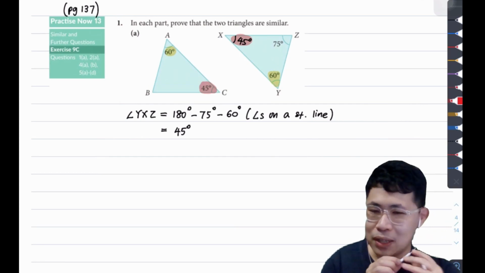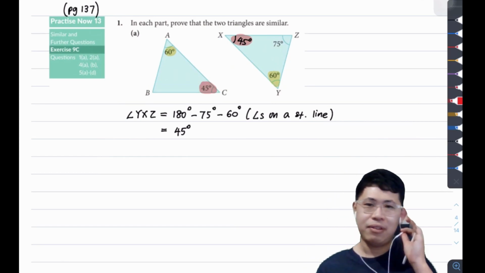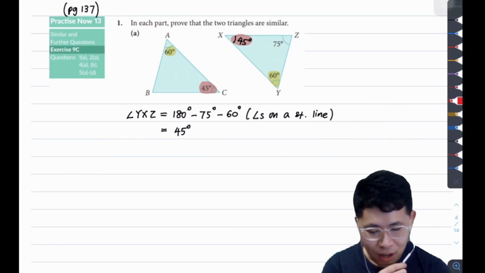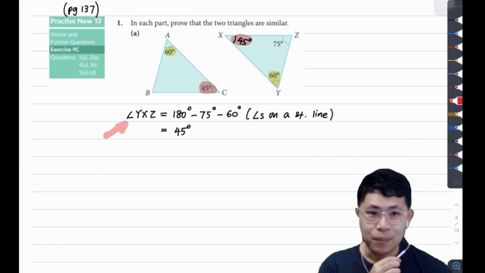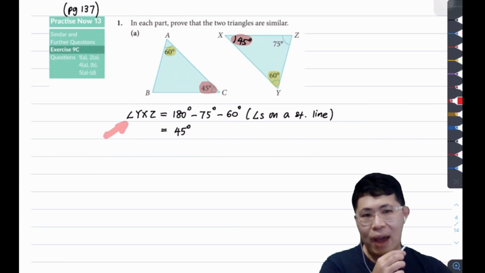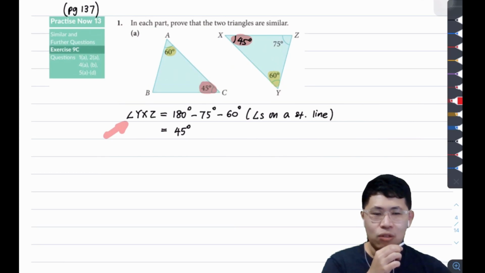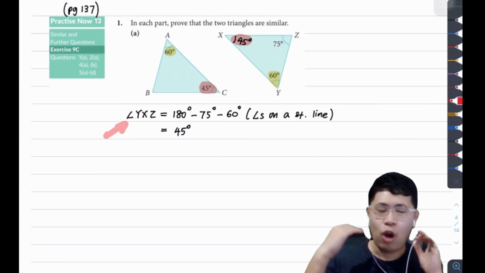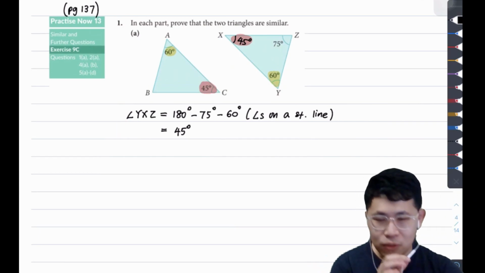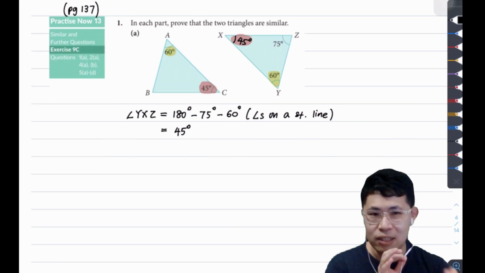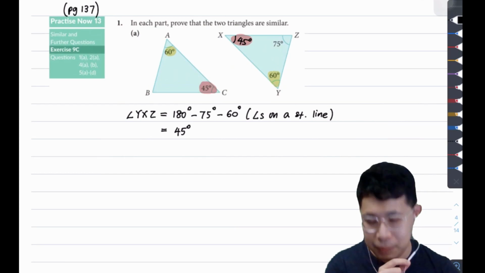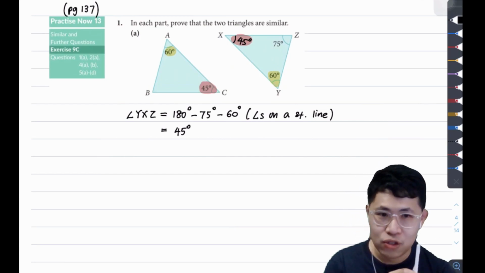Alright, so the thing is that for AA similarity, we don't need to state all the three angles because of this property over here. The third angle is going to add up to 180 degrees. So if two angles are the same, the third angle will definitely be the same because they always add up to 180 degrees. So we don't have to do the hard labor of calculating the third angle using 180 minus the thing. We just need two angles because the third angle will automatically be the same. So let's try to match the two angles over here.